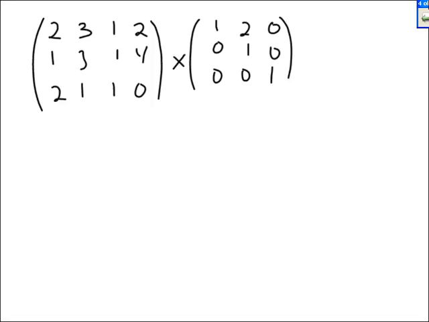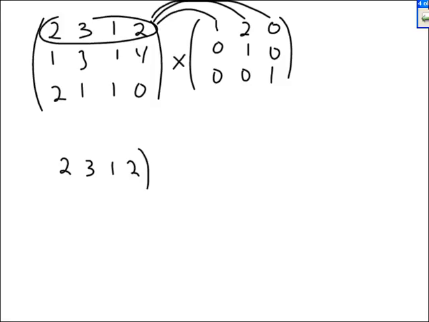Well, the first thing you should do is take the first row and dot it with each of the columns. If you take the first row and you dot it with the first column, let's write it as a column.